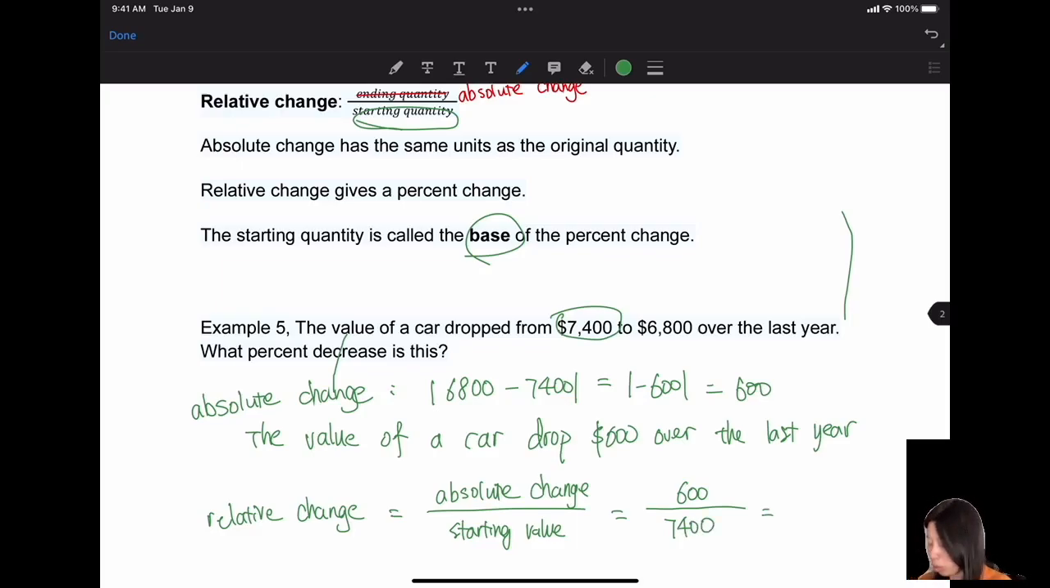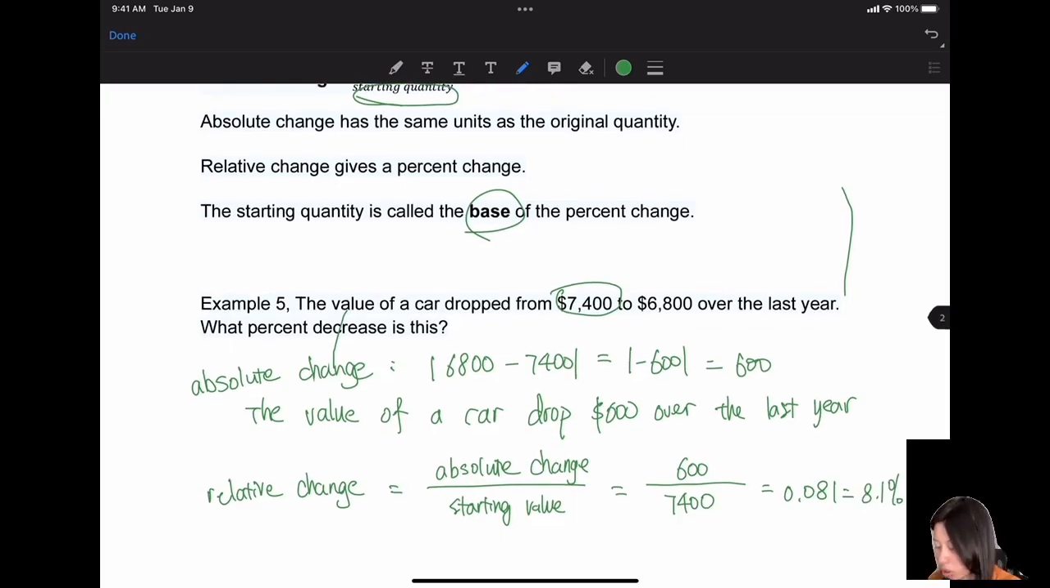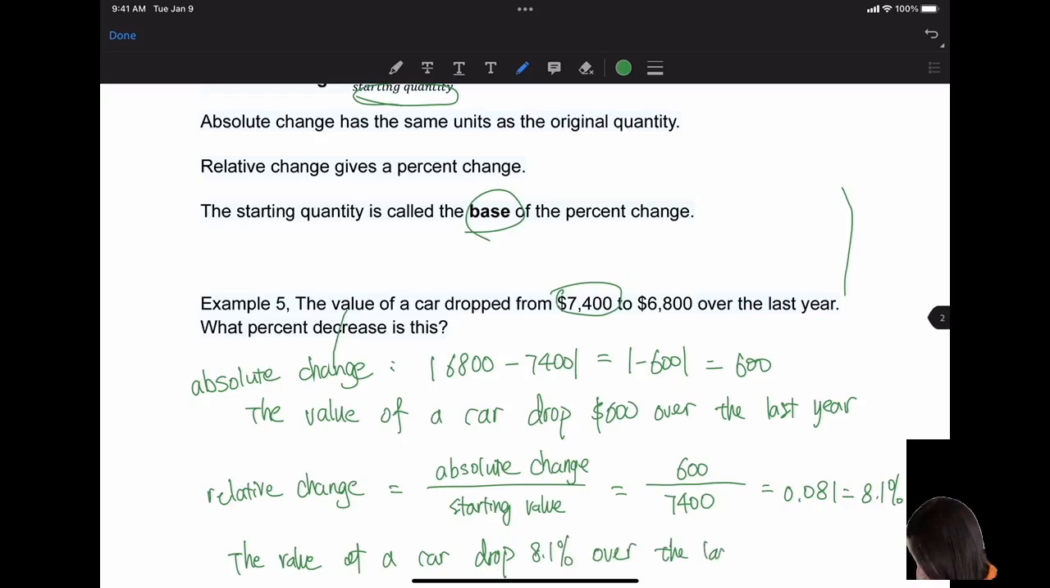So that gives you 0.081 in decimal, which we convert into a percentage. This is 8.1%. So we can say the value of a car dropped 8.1% over the last year.